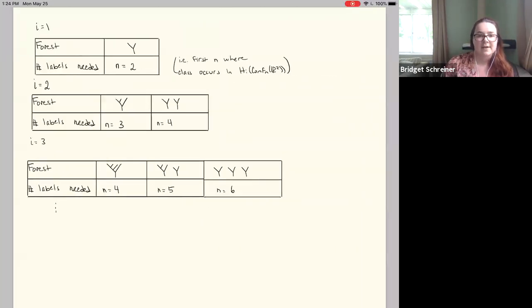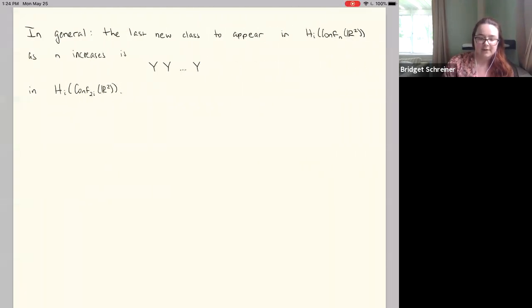If we go to 3, we start out with just one tree with 3 internal vertices, starting at n equals 4. We have another forest that requires 5 labels with 2 trees, and then another that requires 6 labels with 3 trees, each with 1 internal vertex. And that pattern continues in that the last new class to appear is going to be this class of i trees, each with 1 internal vertex.